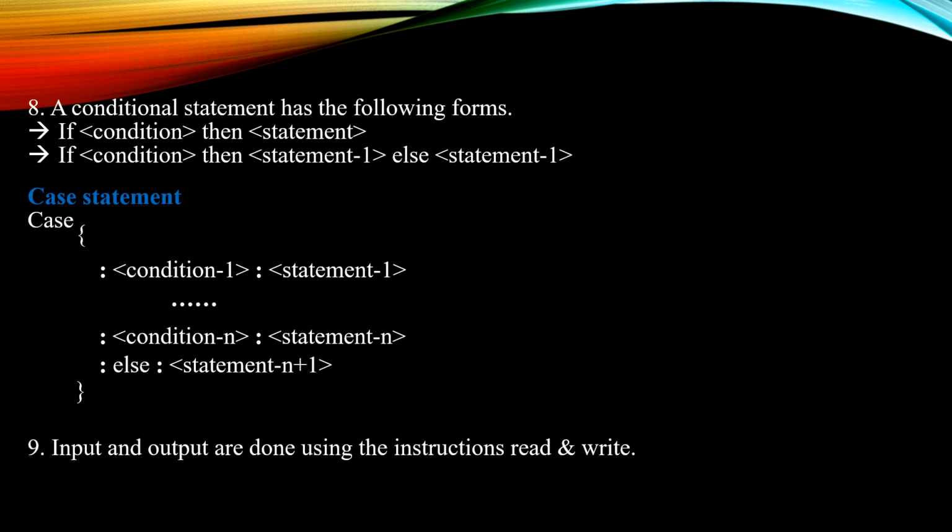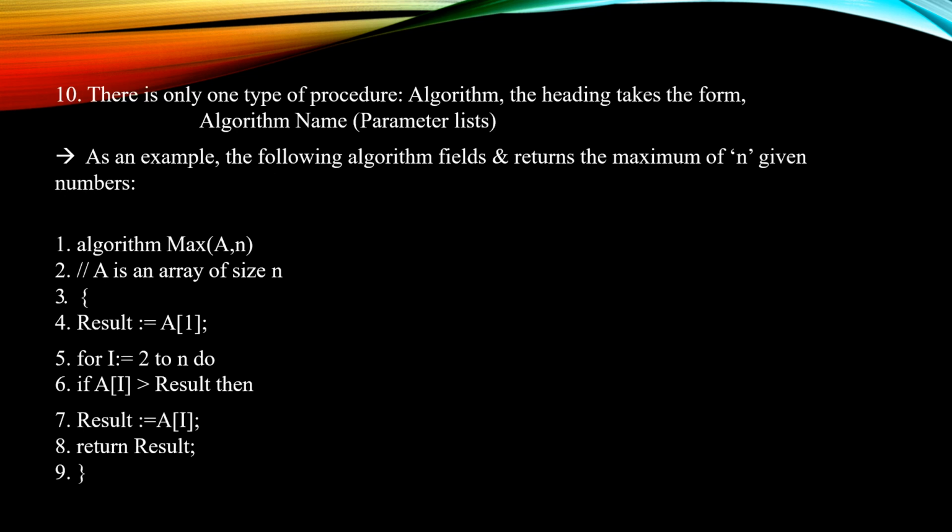Then the ninth convention, input and output are done using the instructions read and write. So read for an input and write for an output. The tenth convention is there is only one type of procedure. Procedures we can also call functions. Functions means that a larger or lengthier program can be divided into a number of subunits. All of those we can call functions.